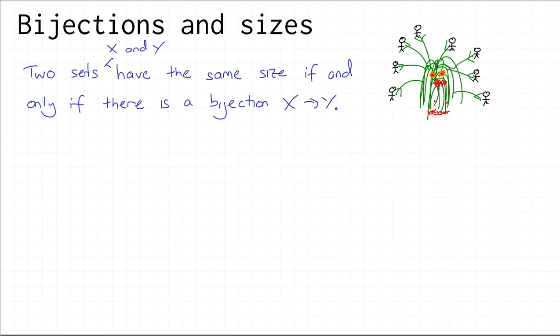In particular, if you want to show that two sets have got the same size, then all you need to do is come up with a bijection between those two sets, and you've established that they do have the same size. This is very useful when you're trying to do counting proofs, or you're trying to work out how many things something has, or you're trying to show that two sets have the same size. You can do it by finding a bijection between them.